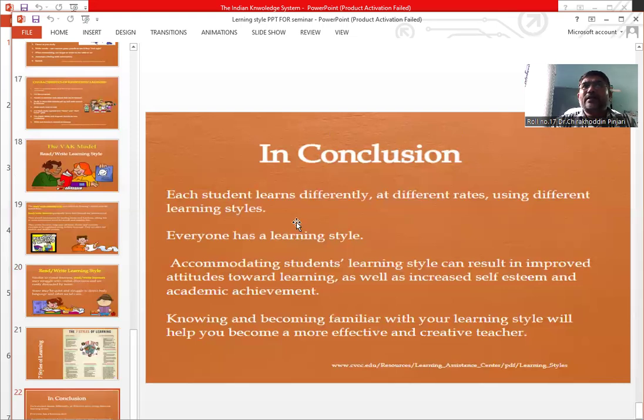Everyone has a learning style. Accommodating student learning styles can result in improved attitudes toward learning as well as increased self-esteem and academic achievement. Knowing and becoming familiar with our learning style will help you become a more effective and creative teacher.